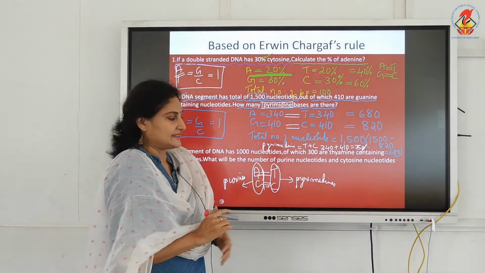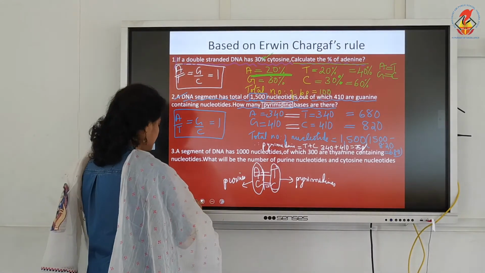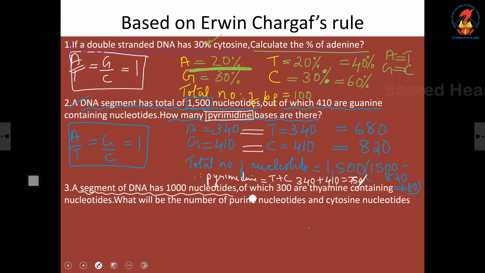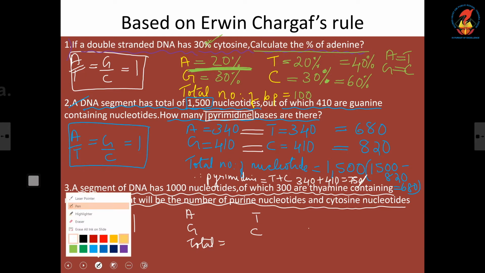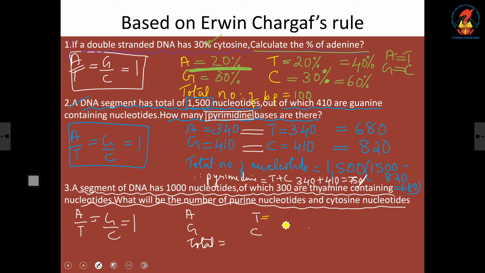Now the third problem, a segment of DNA has 1000 nucleotides, of which 300 are thymine containing nucleotides. What will be the number of purines and cytosine? So again with the same format, A by T is equal to G by C is equal to 1. This is indicative of Erwin Chargaff's rule. Then A and T's, G and C's, total. Now here, as per the question, I am substituting what is given. Thymine is 300.